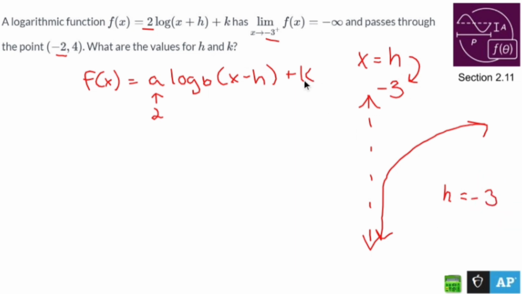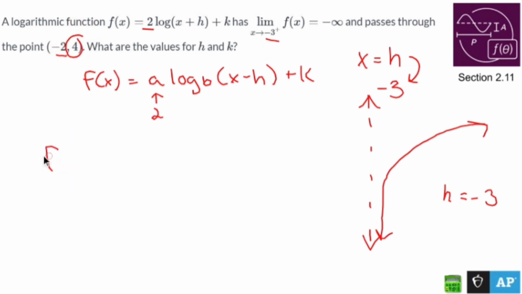Now, k is always going to be where your point is 1 unit to the right of the asymptote. It just so happens that -2 and -3 are 1 unit away from each other. And since -2 is 1 unit to the right of -3, that tells me that k is 4.